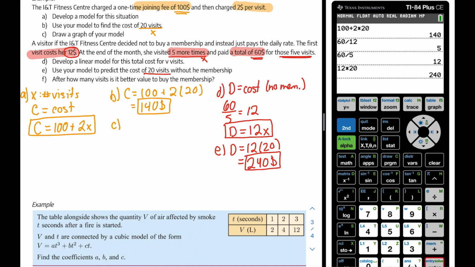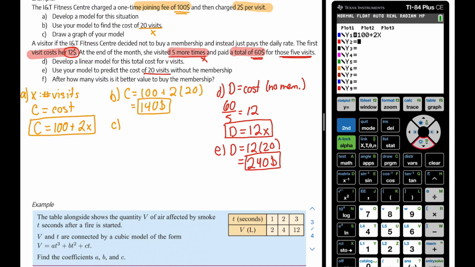Okay, F. After how many visits is it better value to buy a membership? In order to answer this question, we're going to need to compare our 2 functions together. In order to compare the 2 functions together, I'm going to graph each of the functions. So the second function is 12x. I'm going to graph both of these. And I notice that there's going to be an intersection point.